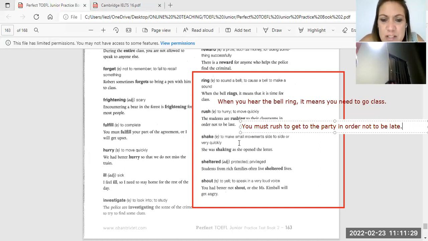Shake. Let's read shake. Shake. To make small movements side to side or very quickly. Okay, let's read the sentence. She was shaking as she opened the letter. Okay, let's speak our own.